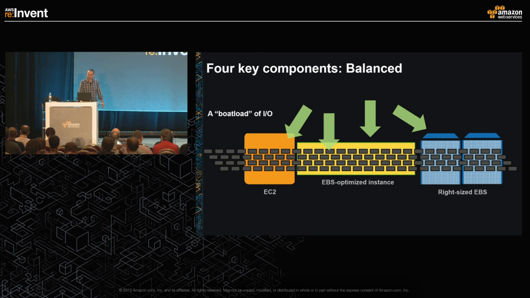So let's revisit our system. We've optimized everything. We've got the right EC2 instance with enough EBS optimized bandwidth, the right EBS volumes, and our application is tuned to drive a bunch of I/O. And so we've got a nice balanced system. We've maximized EC2 and EBS performance. How do we ensure that we maintain this performance?